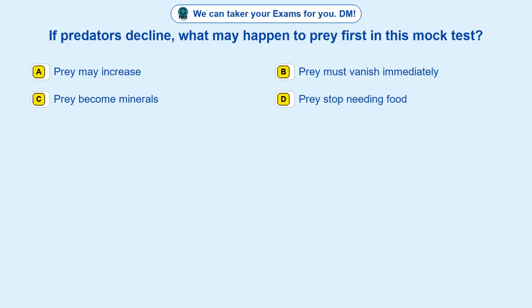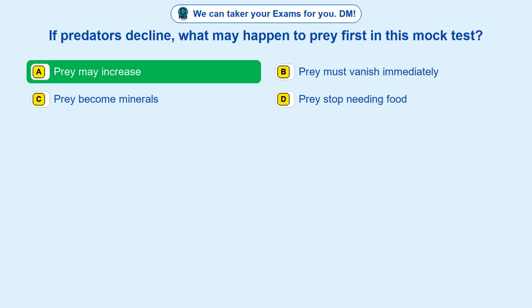Question 18. If predators decline, what may happen to prey first in this mock test? Option A. Prey may increase. Option B. Prey must vanish immediately. Option C. Prey become minerals. Option D. Prey stop needing food. The correct answer is option A.